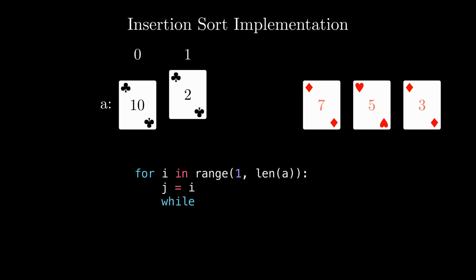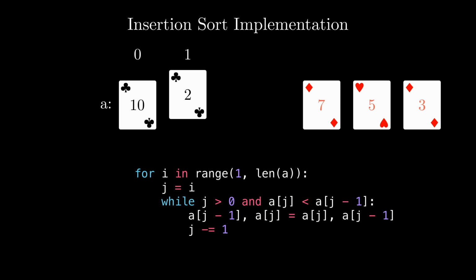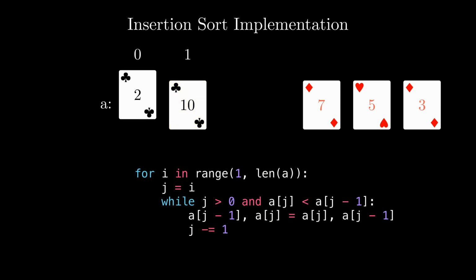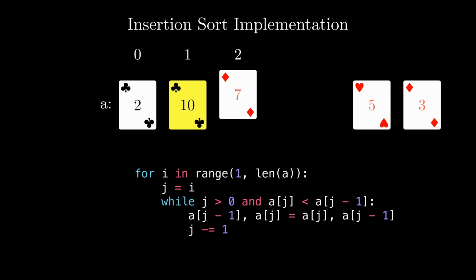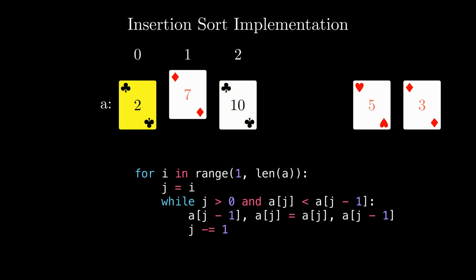As long as the new card is smaller than the previous element, we will swap them and decrease the pointer to move one element to the left. This way, when the while loop finishes its execution, the new element will appear in its correct place. Believe it or not, with these 5 lines of code, we have implemented the whole insertion sort algorithm.